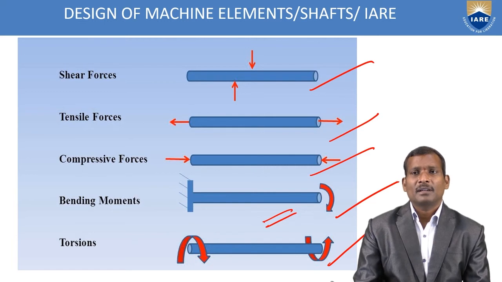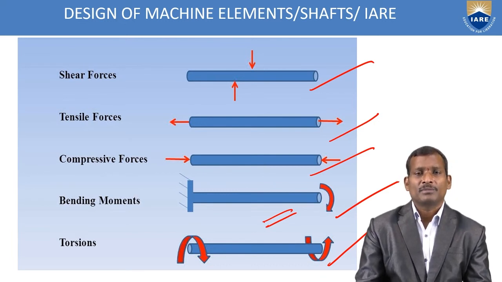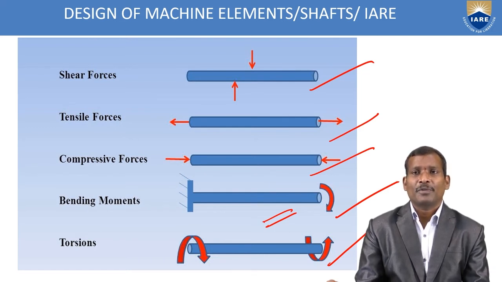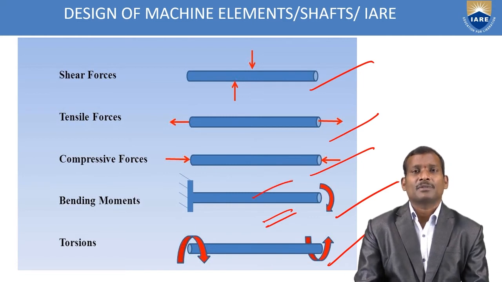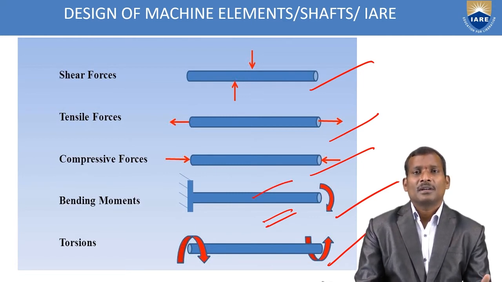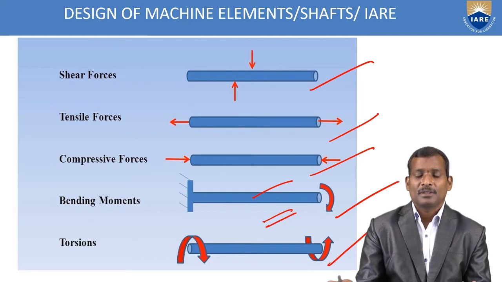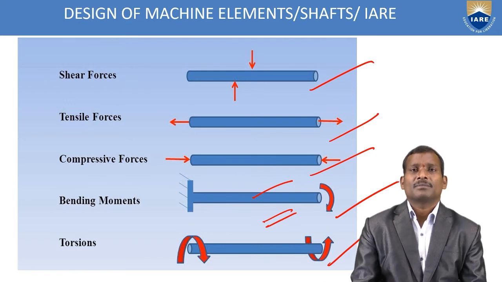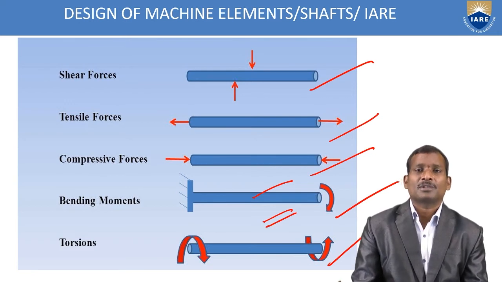The bending moment will be induced due to the various machine elements mounted on this shaft, like gears and pulleys. And sometimes due to the self-weight of the shaft, some bending moment also occurs. Due to this bending moment, bending stress will be induced. So these are the common stresses induced in a shaft. Sometimes the combination of the bending moment and twisting moment also acts on a shaft. Sometimes the shaft is subjected to fluctuating loads.